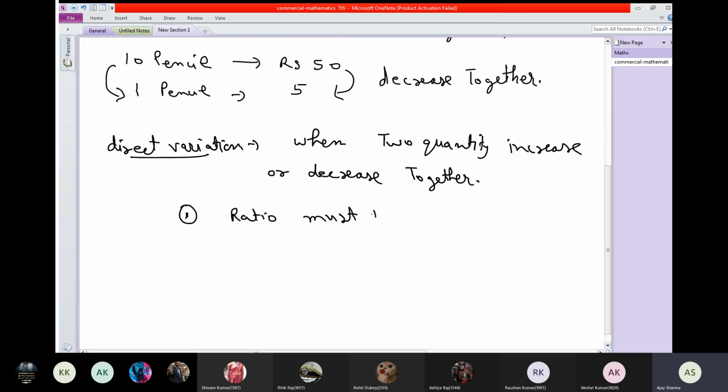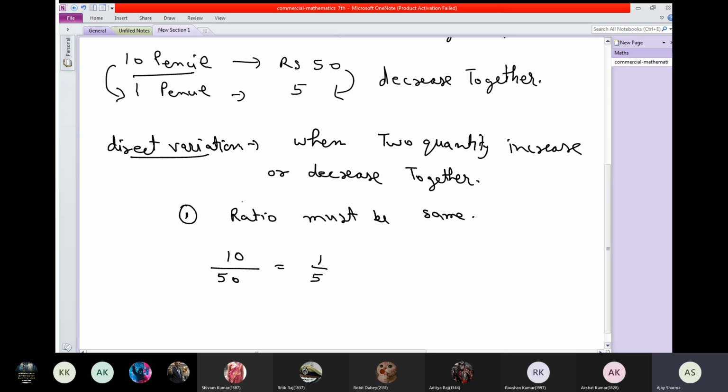Ratio must be same. How the ratio? See this example. There are 10 pencils for rupees 50. Write the pencil divided by price. What do you obtain? 1 by 5. 10 can cancel 10 and you will find the answer 1 by 5. This point is clear or not?